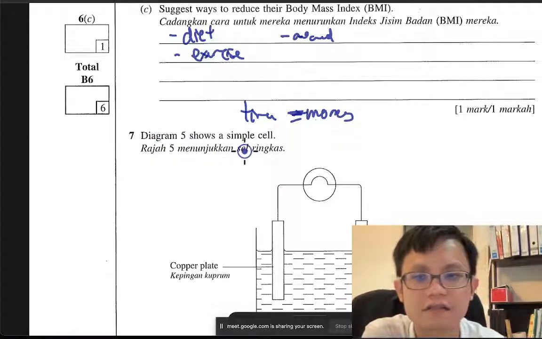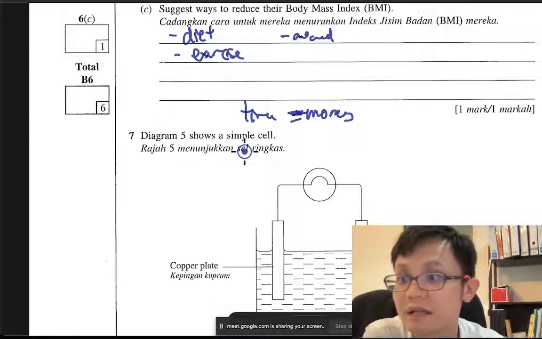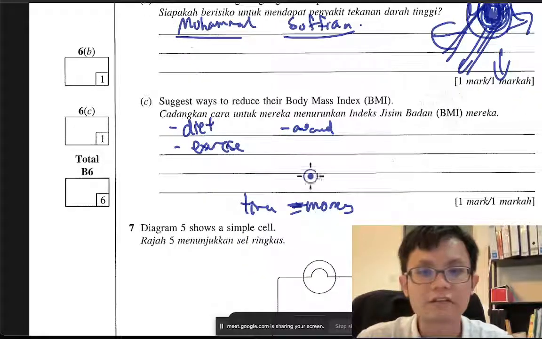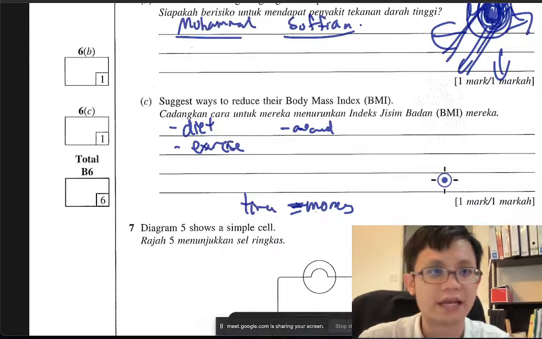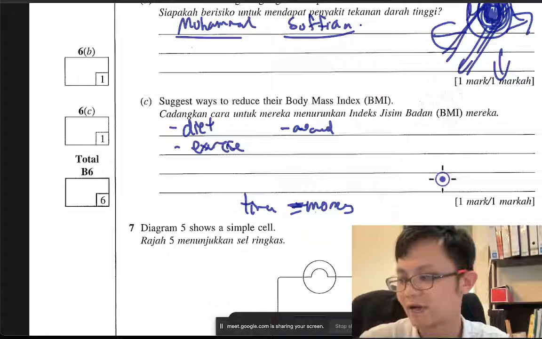Dragonfly show a simple cell. What time is it now? Okay, so why don't we take a short break, and I'll see you at 9 o'clock, okay?